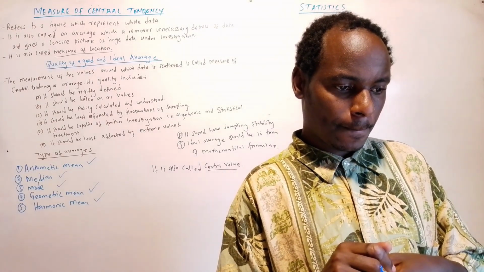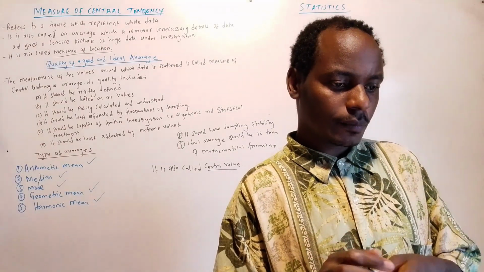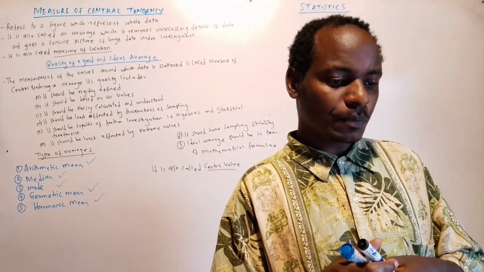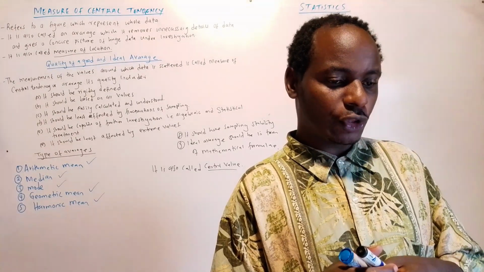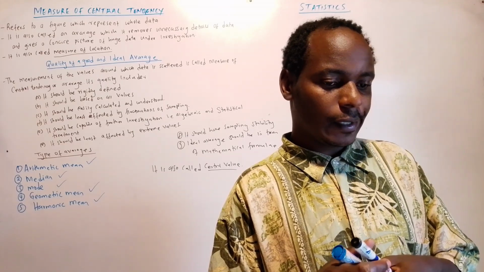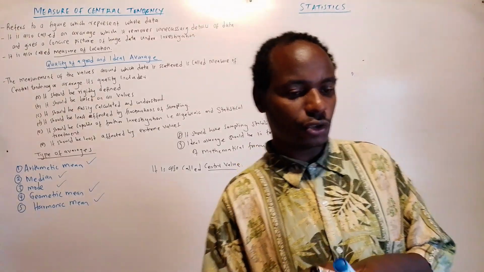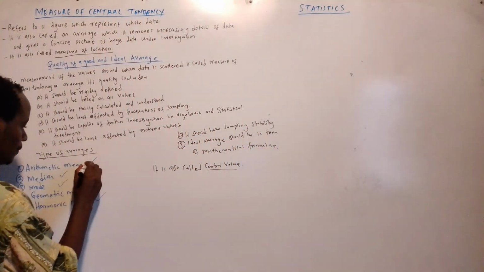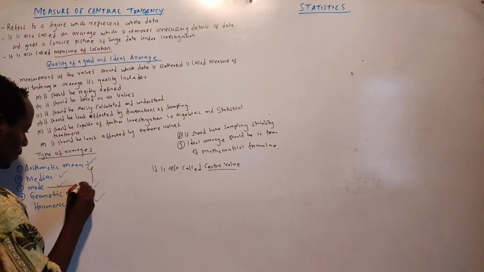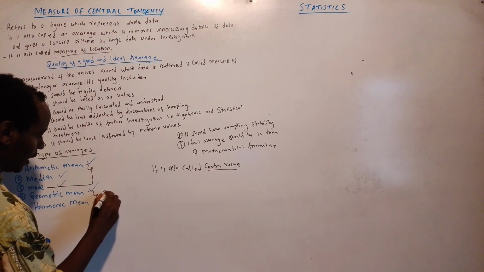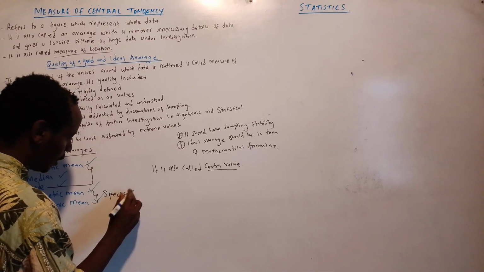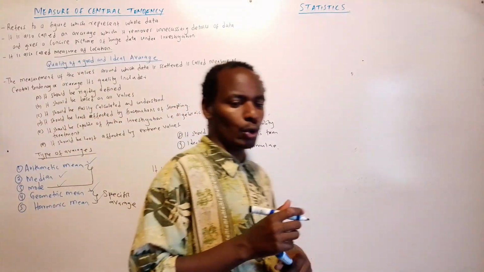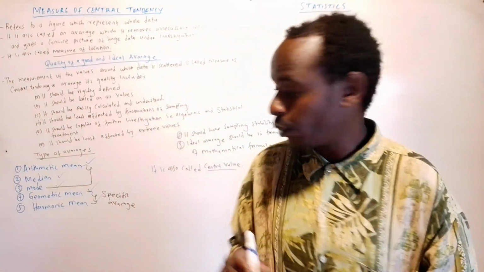And then among these, the mean, median, and the mode are called simple average, and the other two, geometric mean and harmonic mean, are called specific average. So we have the first 3, this one, and then you have this one called the specific average, and the other one is called simple average.